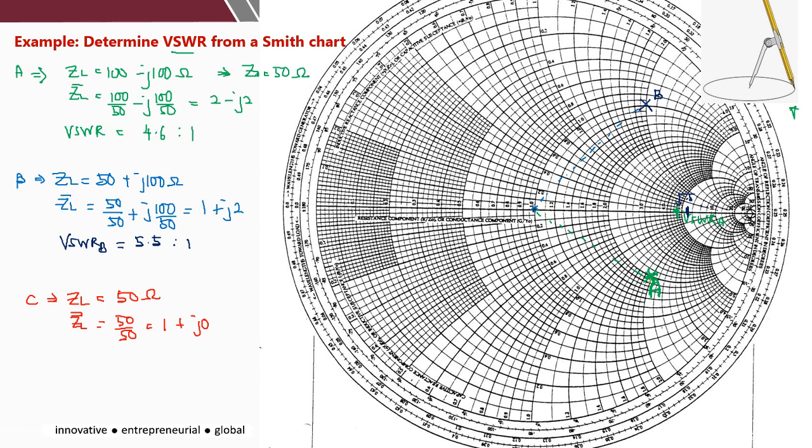It's 1. Okay, so 1, J0 is along this line. So point C is here. Next, draw the circle from the center, with radius 0. It's here. So the circle crosses at point 1. So VSWR for C is equal to 1 to 1. In this case, when it is at the center, the system is completely matched.